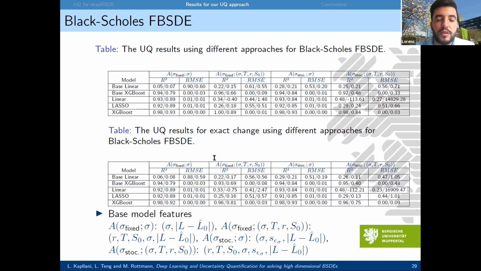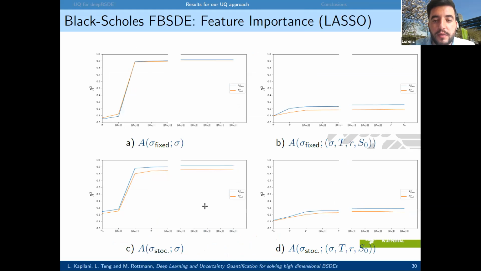In the second table, since we are working with the Black-Scholes equation, we have the exact solution. So we can calculate the exact change in the solutions due to this perturbation. This tells us more accurately how good these UQ models are. As we can see here, even here they perform the same, so not only for the approximated change, but also for the exact change.